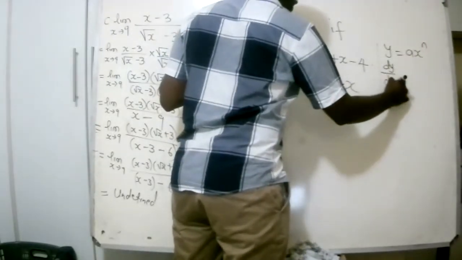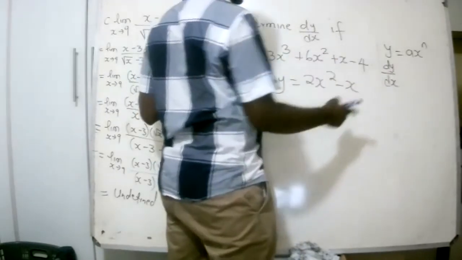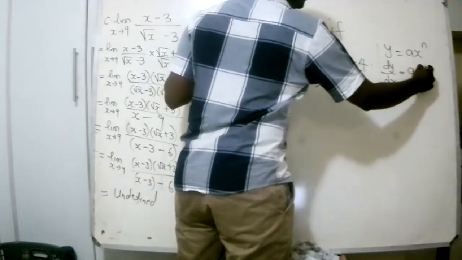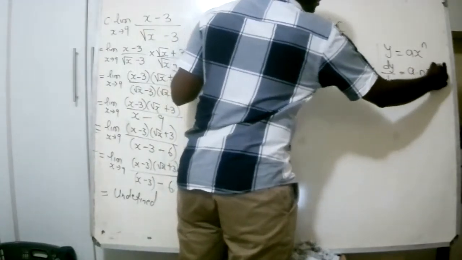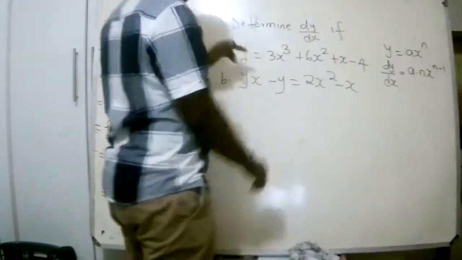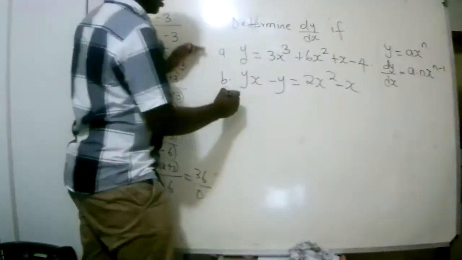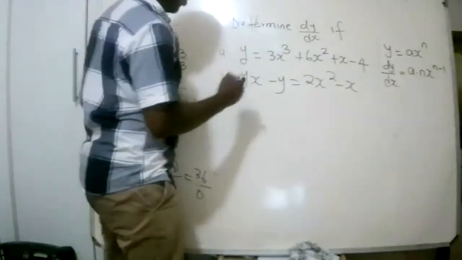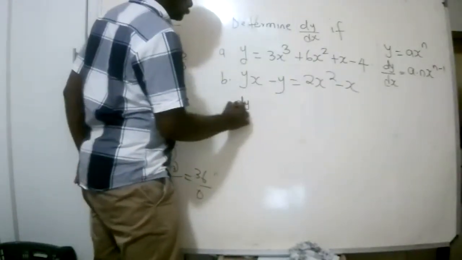To show that we have derivated, we write dy over dx equal to, then the derivation in that case is going to be a multiplied by n, and then on the exponent we subtract 1. So that's the rule we're supposed to use in order to derivate this. So let's apply the rule and see what we get. So we're going to have dy over dx.